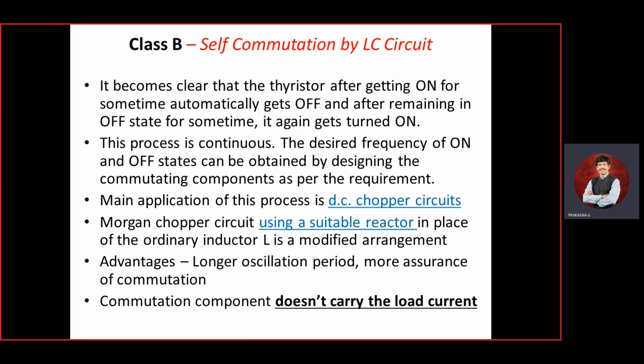The desired frequency of on and off state can be obtained. Very, very important. Theoretically we know this is what is happening. But when you want to implement it practically, what should be the L value? What should be the C value? What should be the RL value? Because the thyristor is fixed, but we are selecting the L and C. We are selecting the load resistance. By properly selecting the load resistance and the L and C values, we will come to know what will be the T on time and what will be the T off time.